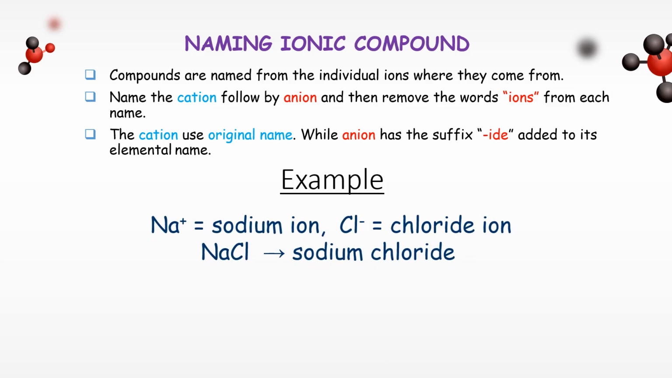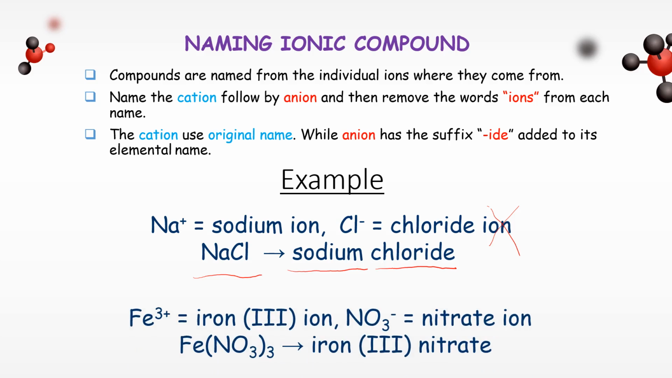Example here, we have Na+ as the sodium ion and Cl- as the chloride ion. So we combine these two together, and we get the ionic formula NaCl. So how do we name this? We keep the original name of the cation, so we put sodium here, and for the anion we put chloride, and we remove the word ion. So the name for this compound is sodium chloride.